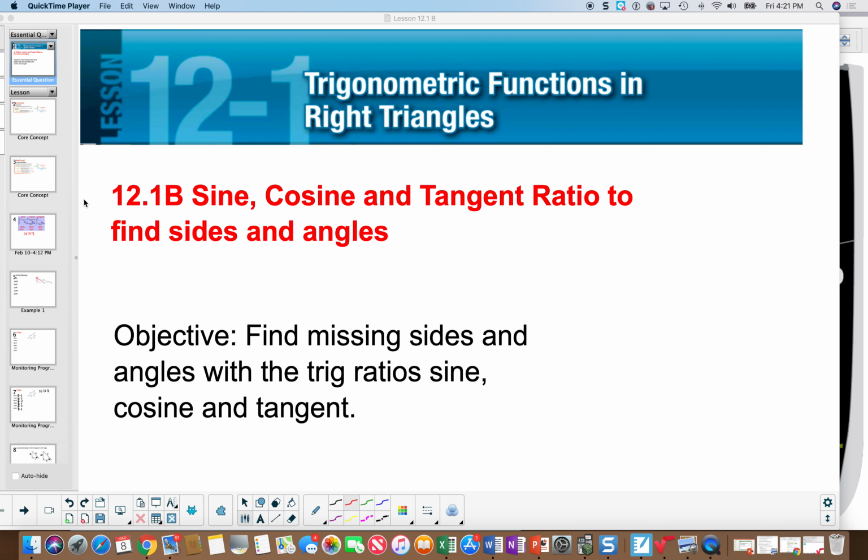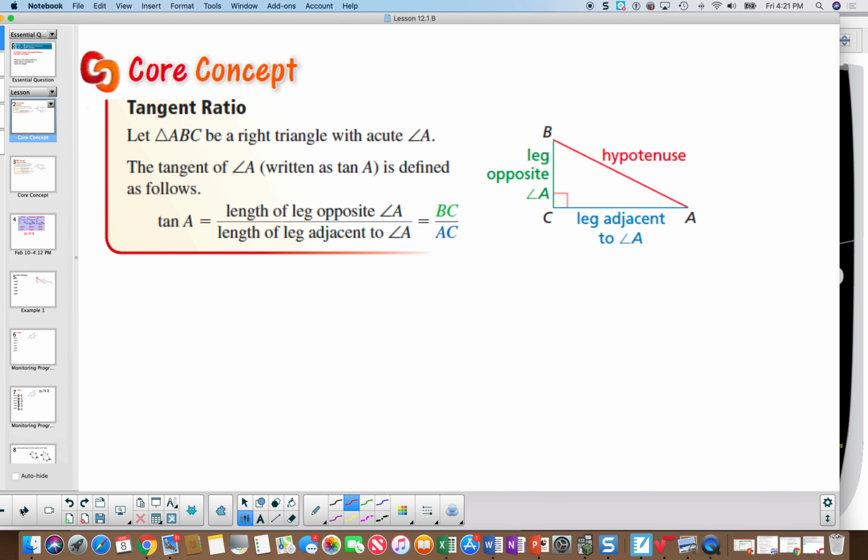This is 12.1b, sine, cosine, and tangent ratio to find sides and angles. Let's take a look at the tangent ratio. It is defined to be the tangent of the acute angle in a triangle is the opposite leg over the adjacent leg. So here's angle A, and it'll be the length of the opposite leg over the length of the adjacent leg.